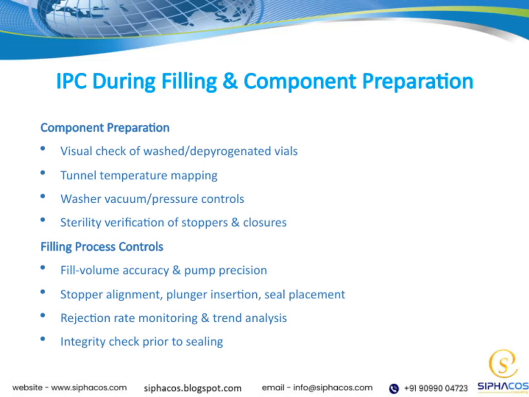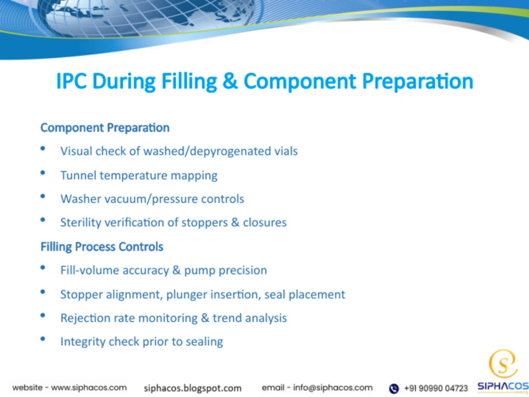First, we perform a visual check of the washed and depyrogenated vials to ensure there are no defects or contaminants. Next, we conduct tunnel temperature mapping to verify that the sterilization process is consistent throughout the tunnel. It's also crucial to monitor washer vacuum and pressure controls, as these parameters directly impact the cleanliness and sterility of the components. We then verify the sterility of stoppers and closures, making sure they meet our strict standards before use.